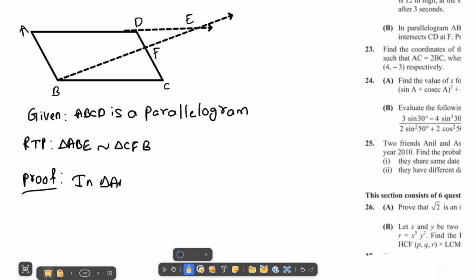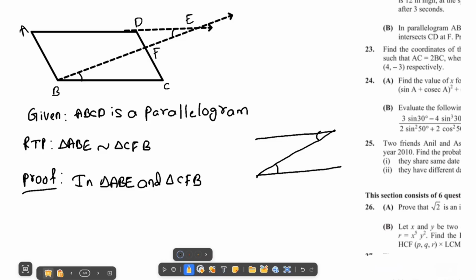In triangle ABE and in triangle CFB. So angle A in triangle ABE, angle B in triangle CFB, they are alternate interior angles. Here, this is the AD line and this is the BC line. So both are parallel, right? So now this is the BE line. So angle E is here, angle B is here. So these two angles are alternate interior angles.